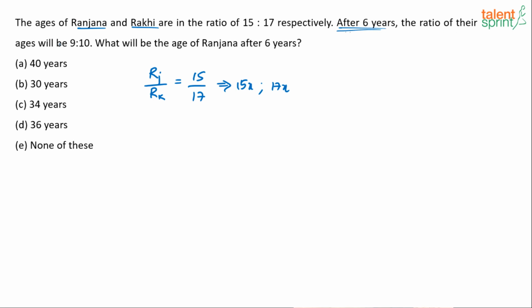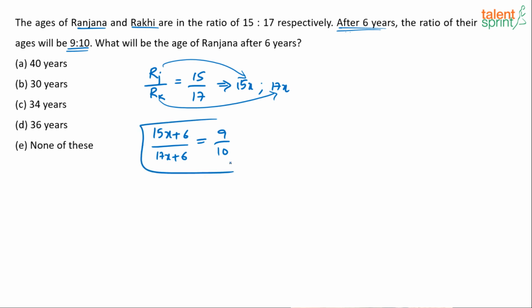After 6 years, the ratio of their ages will be 9:10. Now understand, if Ranjana's present age is 15x, what will be her age after 6 years? 15x plus 6. And if Rakhi's present age is 17x, what will be her age after 6 years? It will be 17x plus 6. So the next statement tells us that after 6 years, the ratio of their ages is going to be 15x plus 6 is to 17x plus 6. This should be equated to 9:10. That's it. There ends the matter.